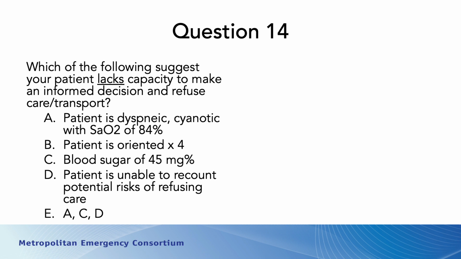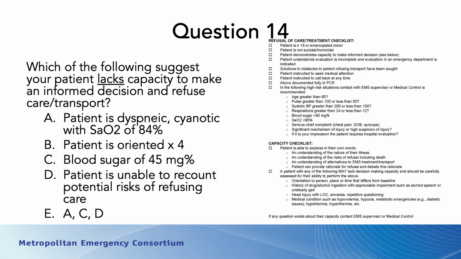Which of the following lacks capacity to make an informed decision to refuse care or transport? The patient's dyspneic, cyanotic with an O2 sat of 84%. The patient is oriented times 4. The blood sugar of 45. Or the patient is unable to recount potential risks of refusing care. So I know Chief Weber, I downgraded your status, Chief.